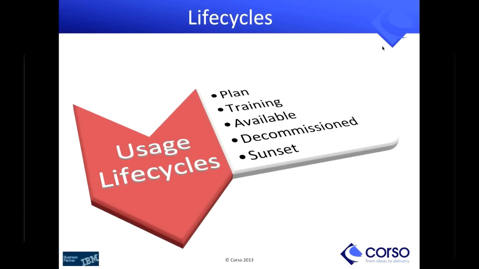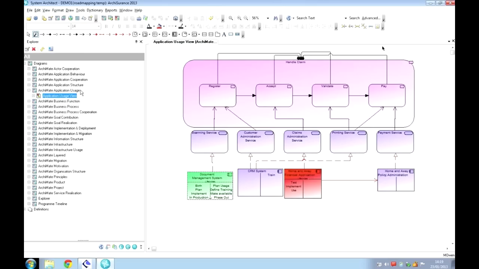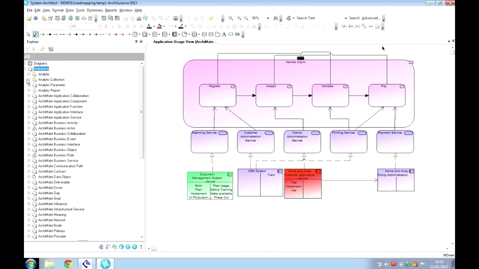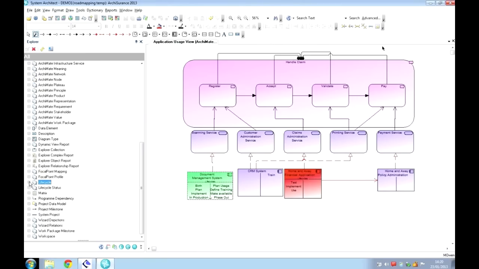There's a reason we do that, because what we're looking for are gaps, where maybe the business is starting to plan out a component to be used, but it's not going to be deployed for another 12 months. We're looking for those gaps where things aren't matching up. What you're looking at on the screen here, again, is the application usage view. The life cycle on this diagram is tied to the application component, but they are also tied to technology components and business processes.